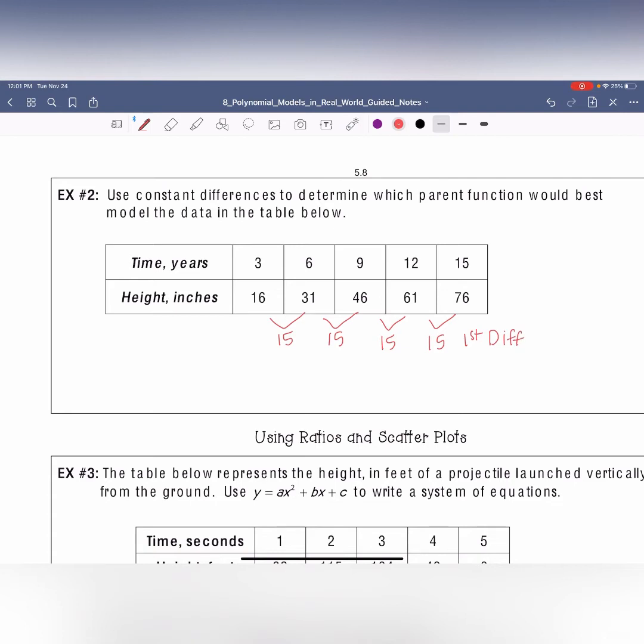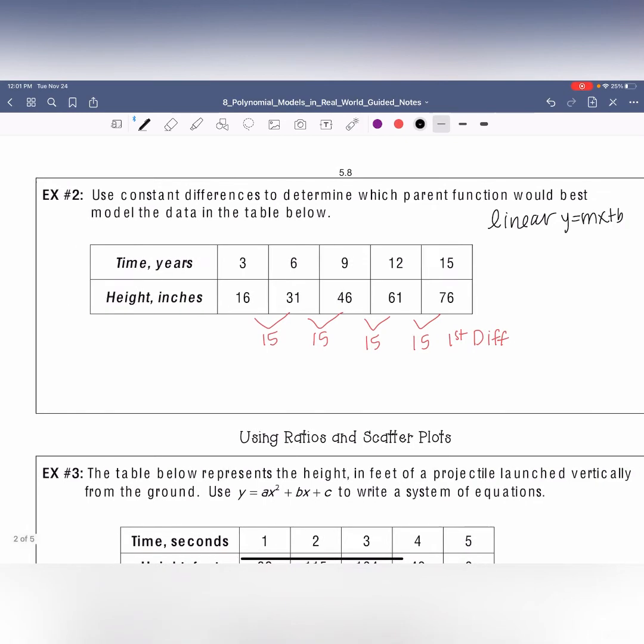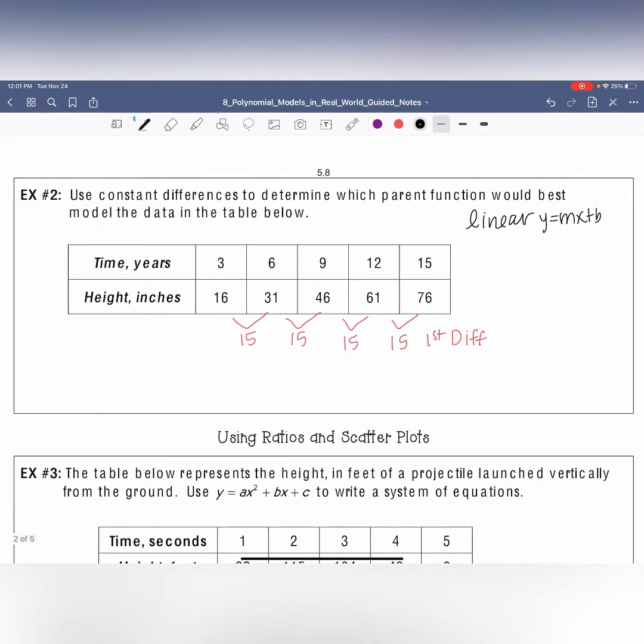And they are all the same, 15, 15, 15, 15. So since they are all the same, I automatically know that I have a linear equation. All right, so a linear equation is y equals mx plus b. So we want to find this equation that fits this data set.